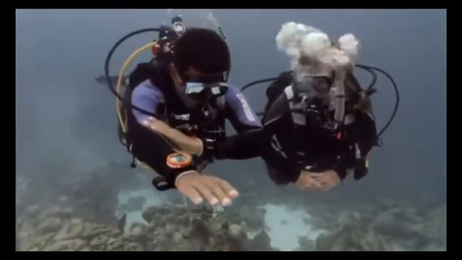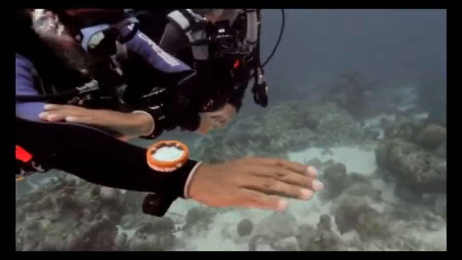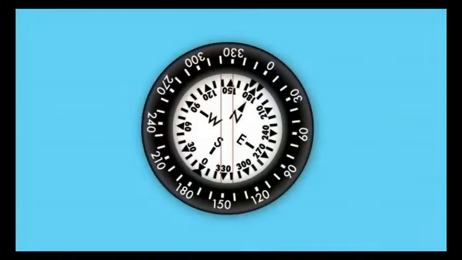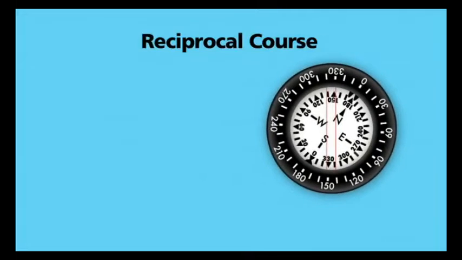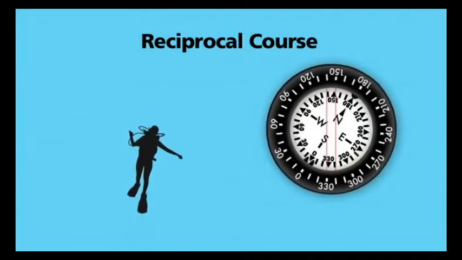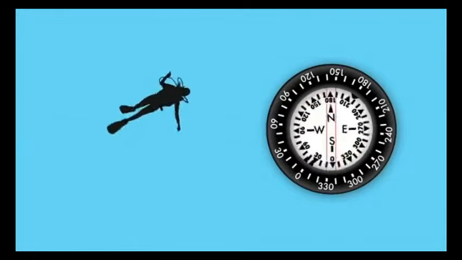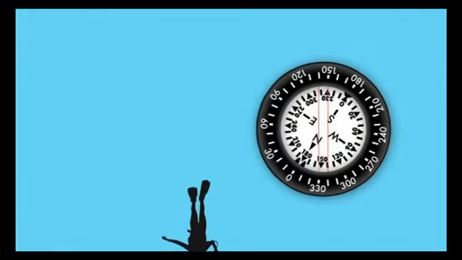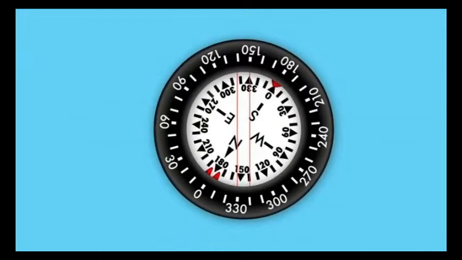While you navigate, your buddy maintains contact and watches the depth. To return on a reciprocal course, rotate the bezel 180 degrees and then turn until the needle's within the index marks. Now you're facing the way you came. Some compasses have two sets of index marks, so you don't have to reset the bezel. Just use the other set.